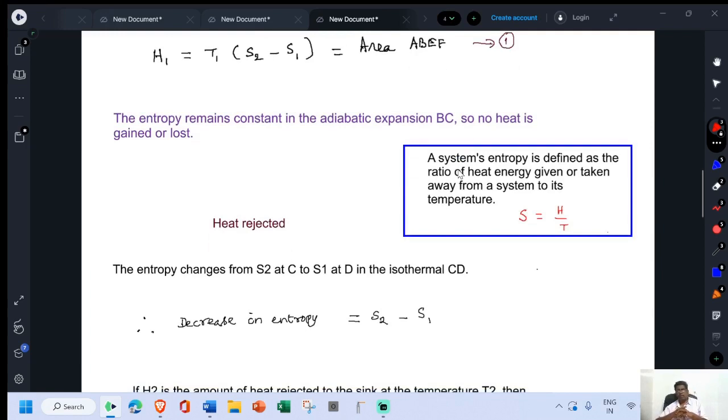called unavailable energy. A system's entropy is defined as the ratio of heat energy given or taken away from a system to its temperature. S equal to H divided by T. H may be the amount of heat energy either given to the system or taken away from the system. T is the temperature of the system.